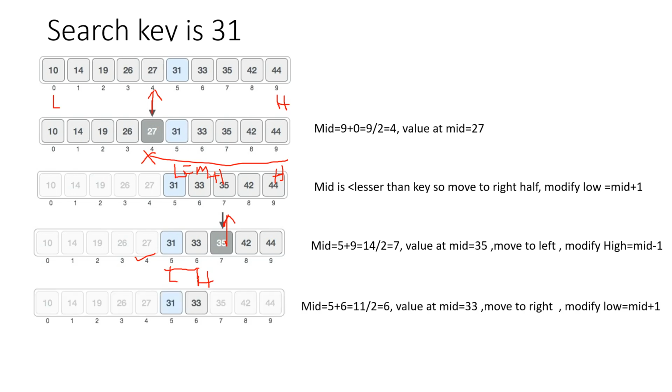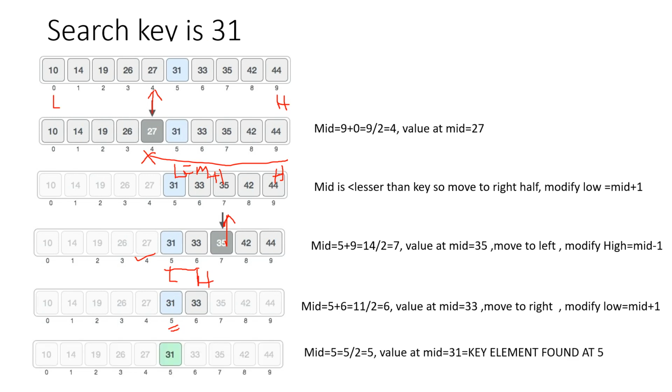Then next time the mid value at 5 is 31. This 31 is compared, same. So return this location. Mid value has to be returned. So the element is found in that place, return that mid value. This is how the binary search algorithm works.